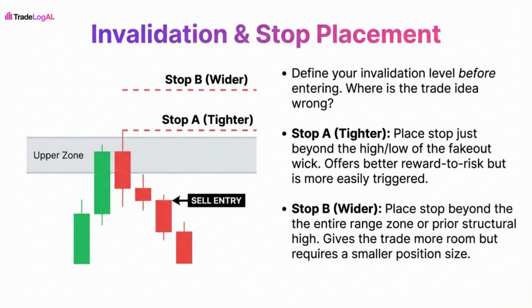Before you enter, you must know exactly where your idea is wrong. This is your invalidation. Stop A is tighter. Place the stop just beyond the high or low of the fakeout wick. It improves reward to risk, but it's easier to get clipped by noise. Stop B is wider. Place the stop beyond the entire range zone or prior structural high-low. It survives volatility better, but it requires smaller position sizing to keep risk constant.